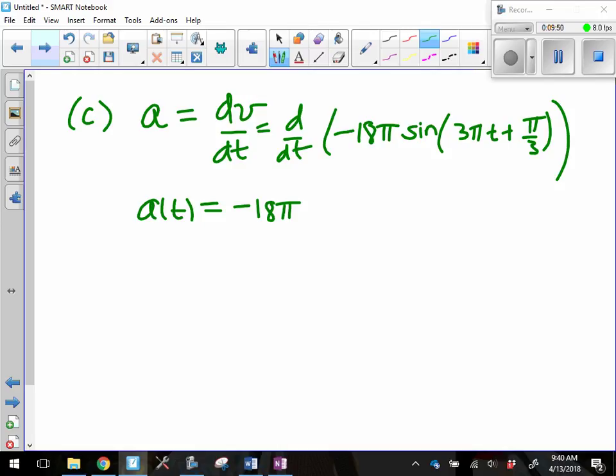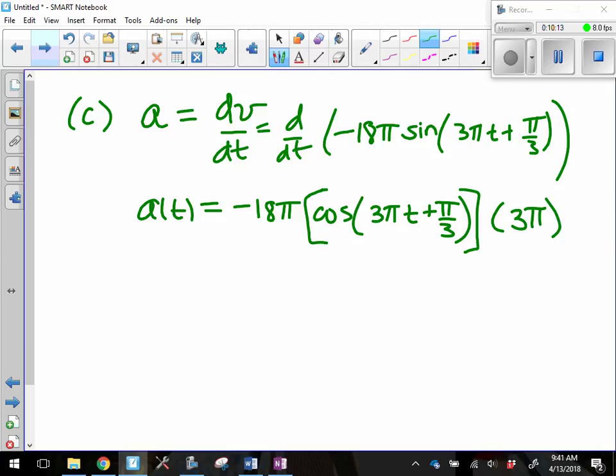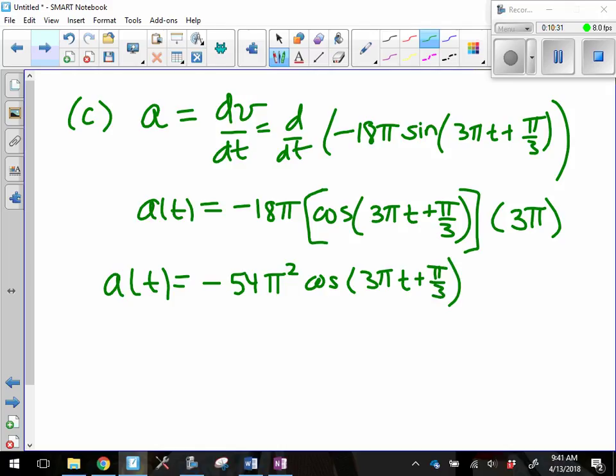What's the derivative of sine? Cosine. But am I done? I have to take the derivative of what's inside, which is what? 3 pi. So again, I got a lot of stuff hanging out here. So I'm just going to rewrite this. A of t is going to give me negative 54 pi squared cosine of 3 pi t plus pi over 3.